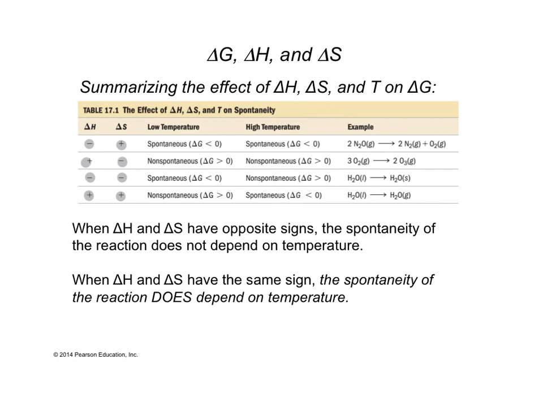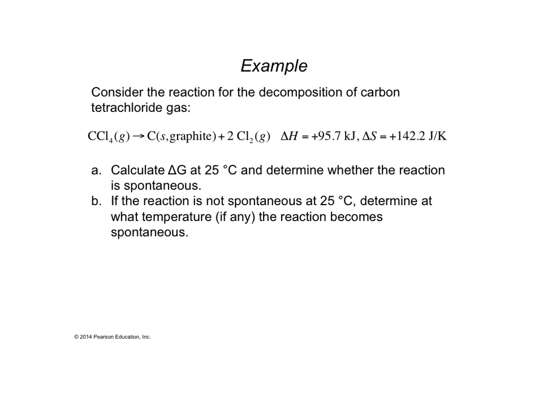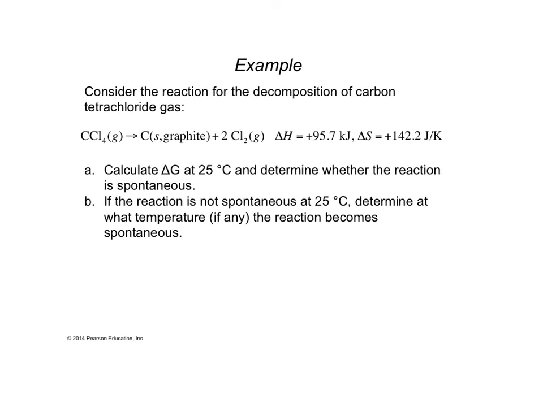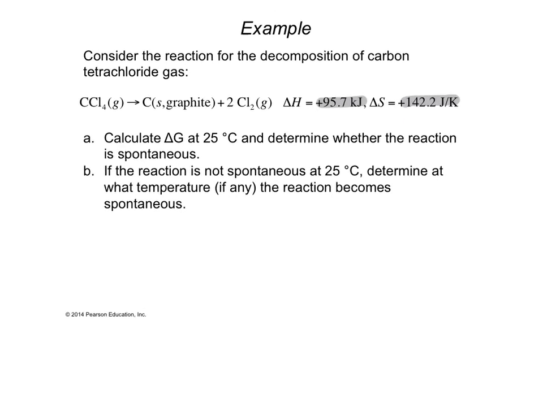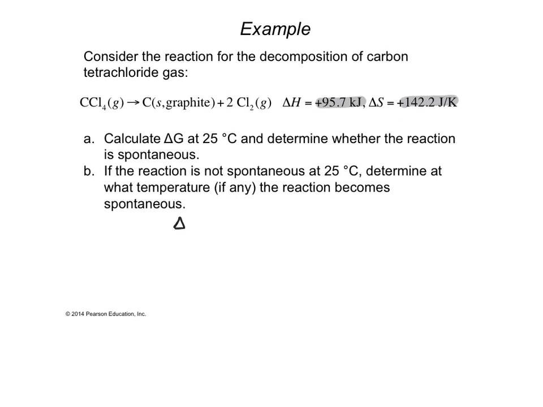Okay, so let's utilize this in an example. Let's say that we have a reaction, and we want to calculate delta G at 25 degrees Celsius and determine whether or not this reaction is spontaneous. So our reaction is given to us up here. We also have the enthalpy value for this reaction, as well as the entropy value. So now all I have to do to calculate Gibbs free energy is plug these values into my equation. So delta G is equal to delta H minus T delta S.